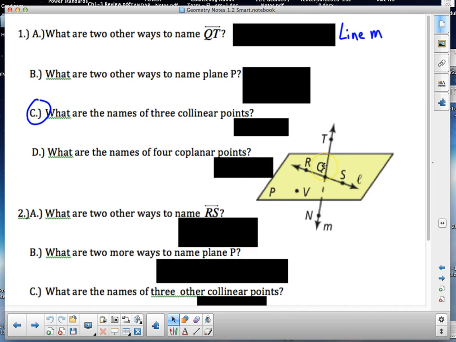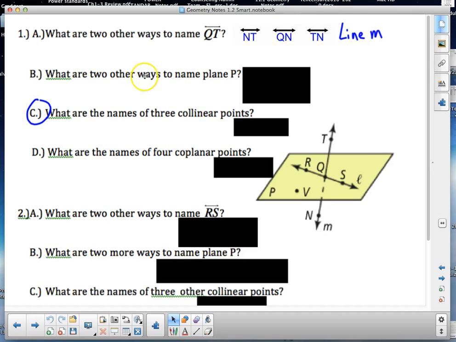Okay, so know these things as we're going through, but now let's answer our question. What are the two other ways to name line QT? Line QT is also named by line NQ, line NT. We could even say line TQ. Also, using M, we can use line M. I didn't put that in there, but I did mention it.